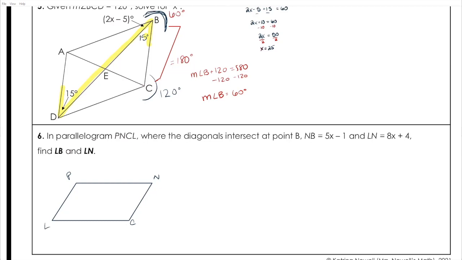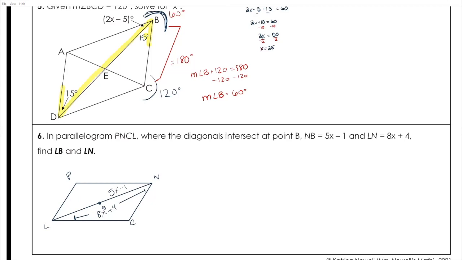And then we're only worried about NB and LN. So that's this diagonal. And then in the middle of that is point B. So we know that NB is 5x minus 1. We know that LN, so the whole line, is 8x plus 4. So that's the entirety of our diagonal. The whole diagonal is 8x plus 4.